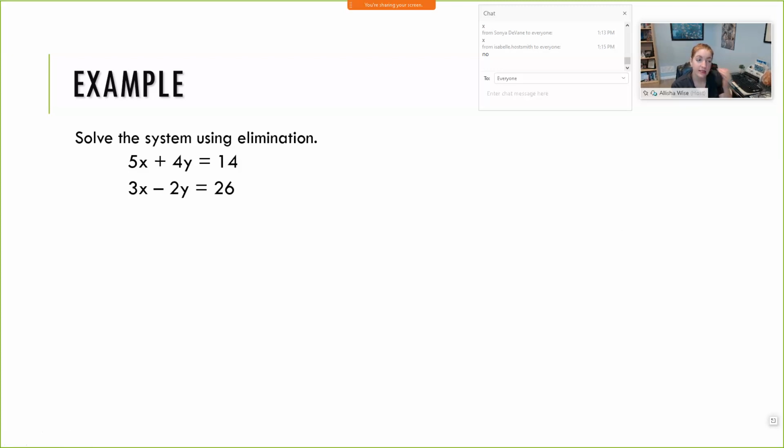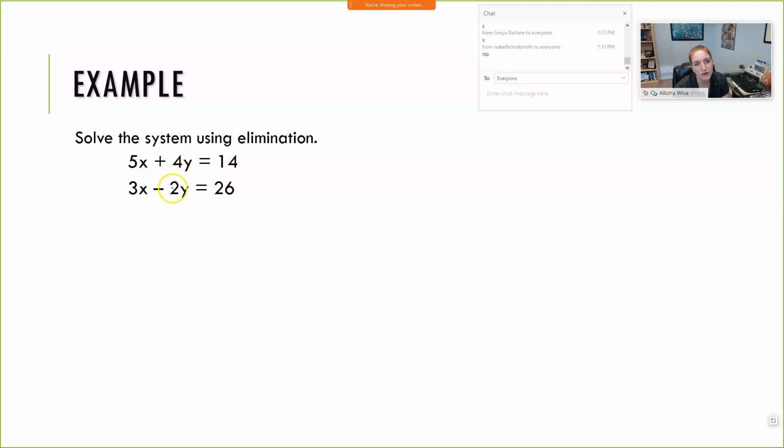So you may be looking at this one and saying, wait a second, there's no variables that match. 5 and 3, those aren't the same numbers. 4 and 2, those aren't the same numbers. What do we do? Well, we can go ahead and check to see if one of these is a multiple of another. So 3 and 5 are not multiples of each other. 3 times 1 is 3, 3 times 2 is 6. You can't multiply 3 by a whole number to get 5.